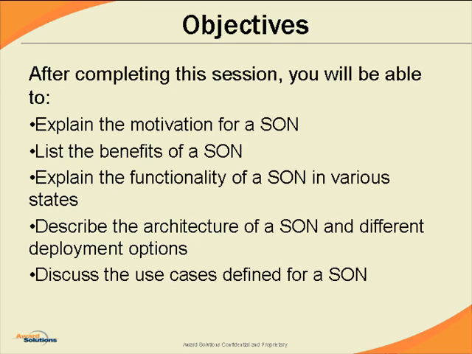A given SON function, for example, creating a neighbor list automatically, could be implemented in a centralized fashion, a distributed fashion, or in hybrid fashion. So we will talk about the architectures: centralized, distributed, and hybrid. And we would spend quite a bit of time discussing various use cases, basically how we apply this concept to take care of a variety of functions. I already mentioned one example, creating a neighbor list automatically. There are several things where a SON can help us. We will talk in detail about those.